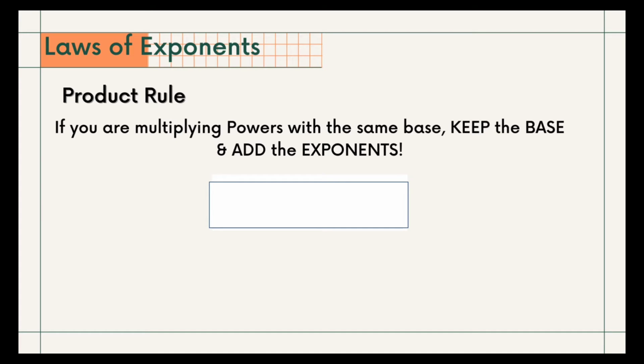So first, we are going to recall the laws of exponents. So the first law of exponent is the product rule. So the product rule says that if you are multiplying powers with the same base, you keep the base and then add the exponents. So example, we have here x raised to m times x raised to n. So that will be equal to x raised to m plus n.